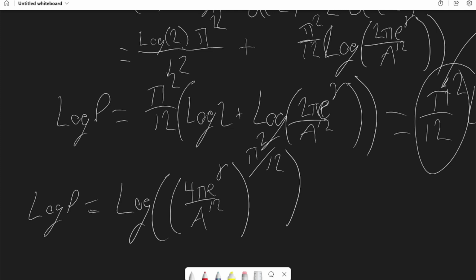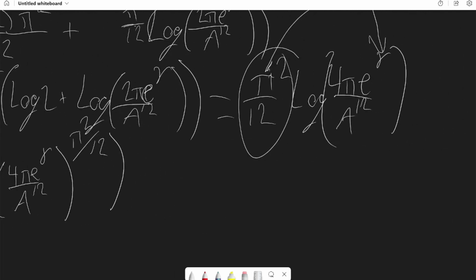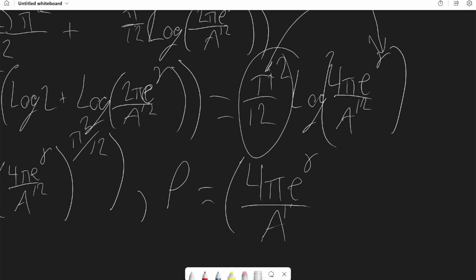So raise e to both sides. Take the exponential function of both sides of the equation. And finally, you get p, the product that we desire, is equal to 4 pi e to the gamma divided by a to the 12, all to the pi squared over 12.